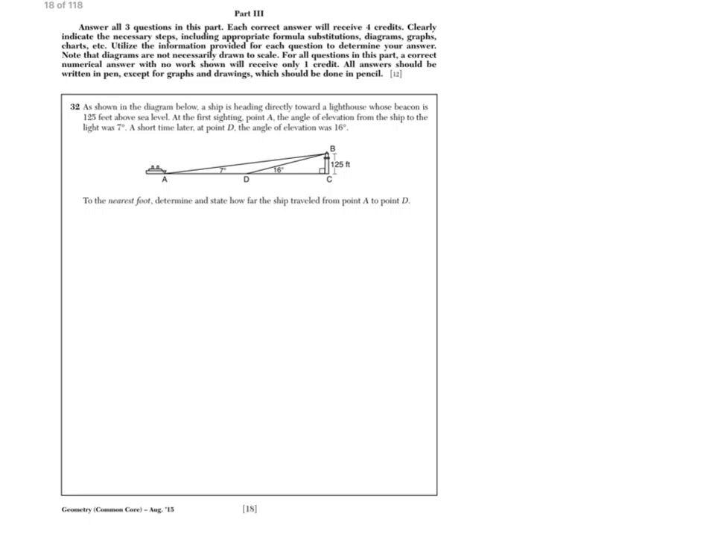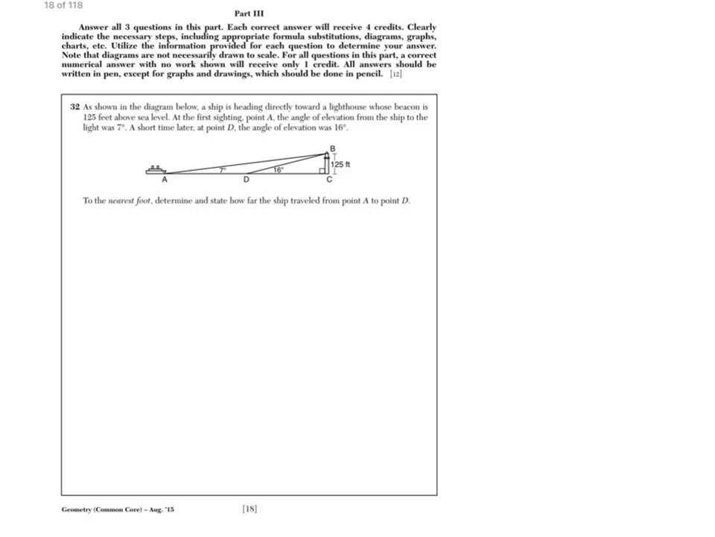So number 32. As shown in the diagram below, a ship is heading directly toward a lighthouse whose beacon is 125 feet above sea level. At the first sighting, point A, the angle of elevation from the ship to the light was 7 degrees. A short time later at point D, the angle of elevation was 16 degrees. To the nearest foot, determine and state how far the ship traveled from point A to point D.